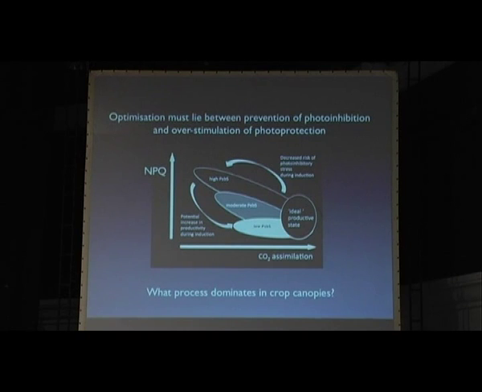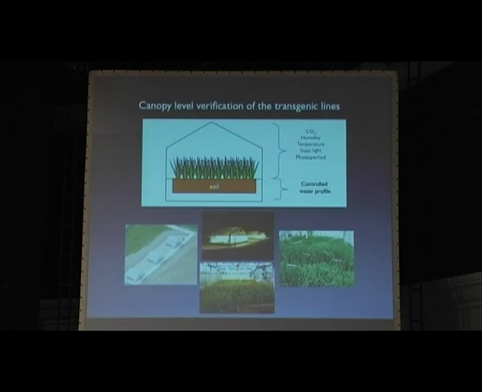The question is what processes dominate in crop canopies. We couldn't grow genetically modified plants outside, unfortunately, but luckily we had some glass houses at Nottingham that we just constructed more or less for this type of purpose. These consist of large soil tanks, about 1.2 meters deep. We can control the water profile, but more importantly, we can grow crops with realistic canopies.